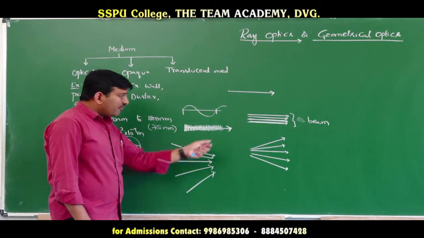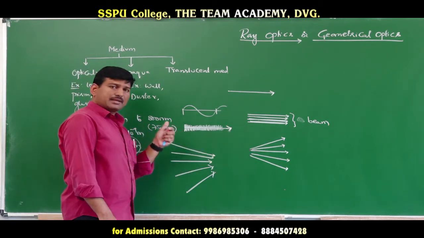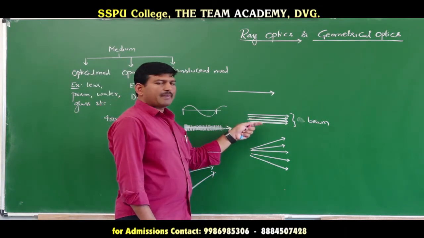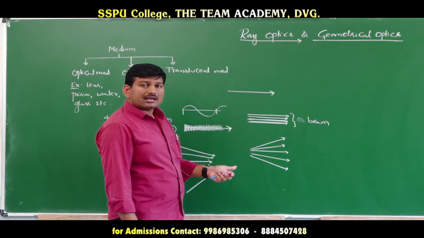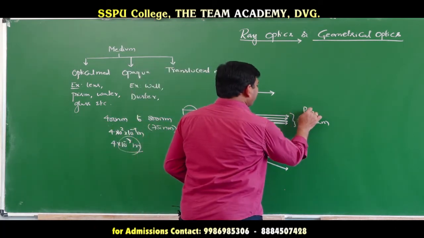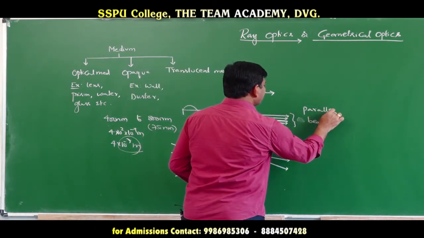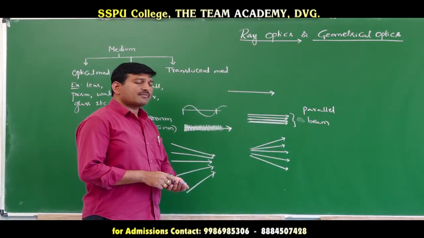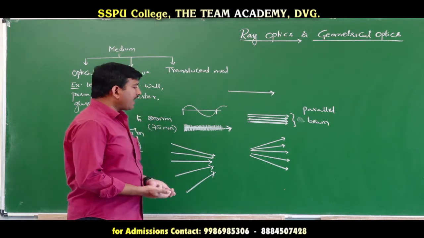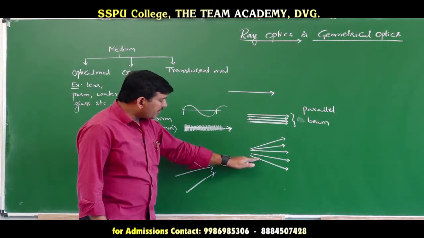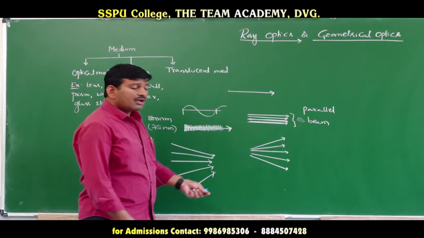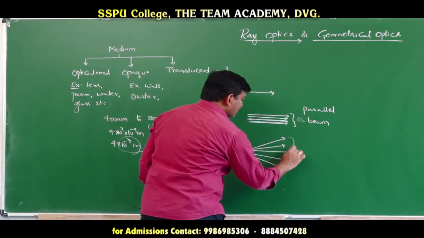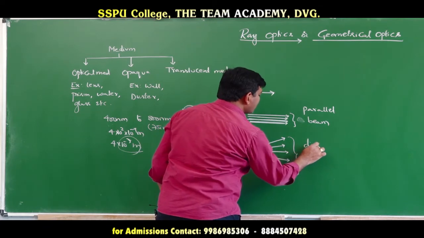But here there is a difference between this beam and this beam. This is a beam of light rays in which the light rays are parallel to each other, hence the name parallel beam. Parallel beam means a group of light rays which are parallel to each other. But here, this is a group of light rays where the light rays are diverging, hence the name diverging beam. So this is said to be a diverging beam.